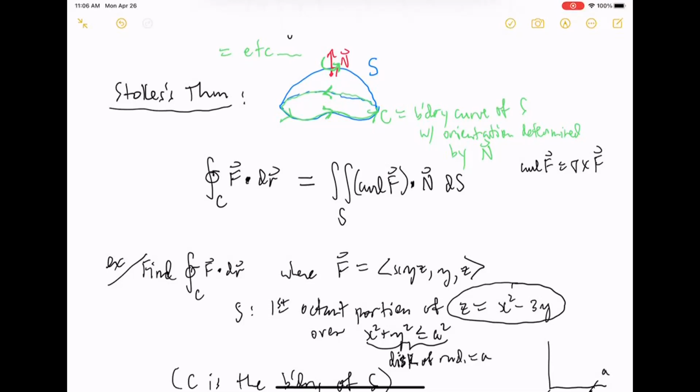And you might say to yourself, haven't we learned our lesson that surface integrals are bad and annoying to deal with?